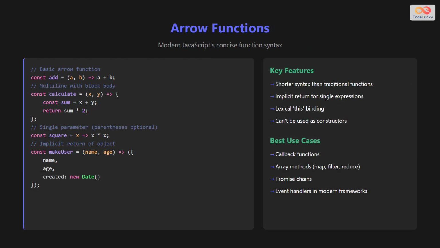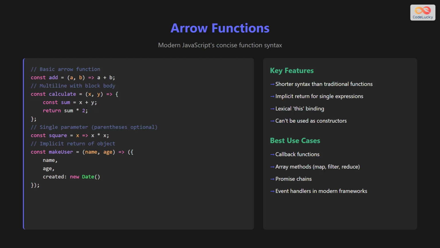Arrow functions provide a more concise syntax for writing functions in JavaScript. They have shorter syntax compared to traditional functions, implicit return for single expressions, and lexical this binding. Also, arrow functions cannot be used as constructors. Let us look at some examples.